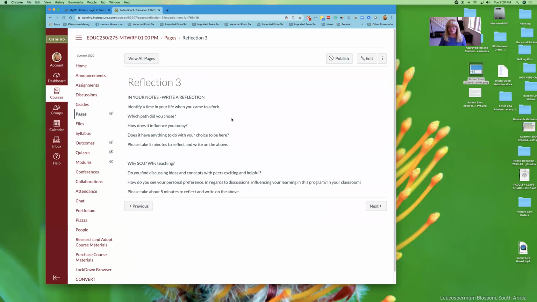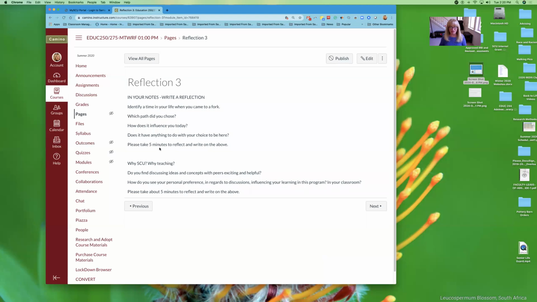And this is your last reflection, reflection 3. Identify a time in your life when you came to a fork in the road, like there was a decision you had to make. You either go this way or you go this way. Which path did you choose? How does it influence you today? Does it have anything to do with your choice of being a teacher here at Santa Clara University?